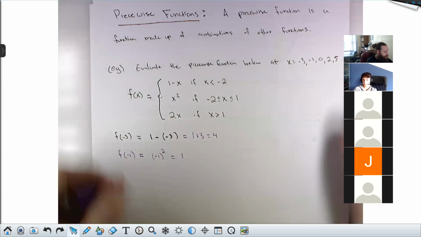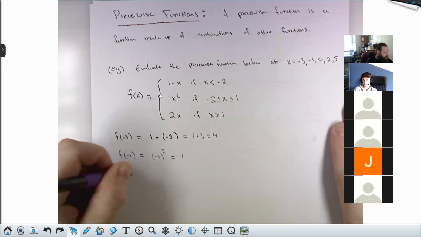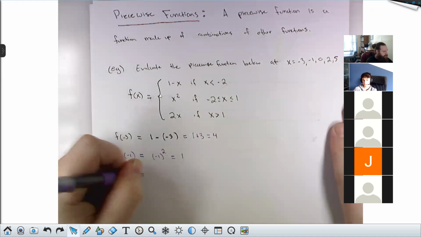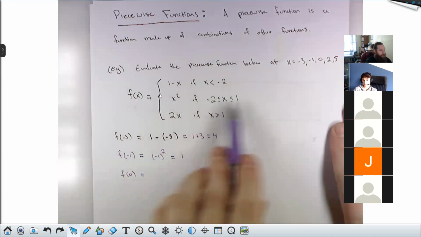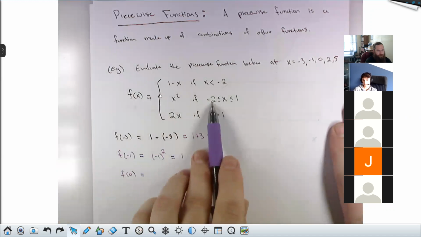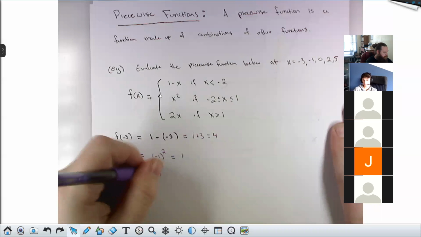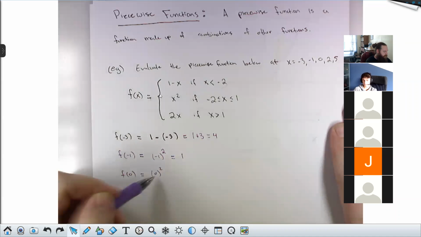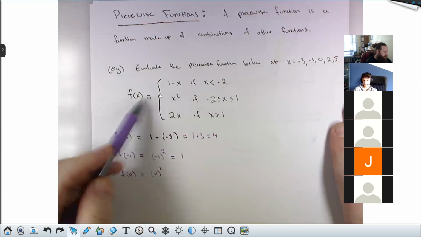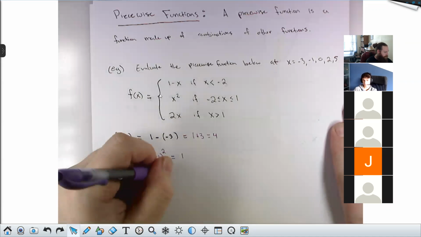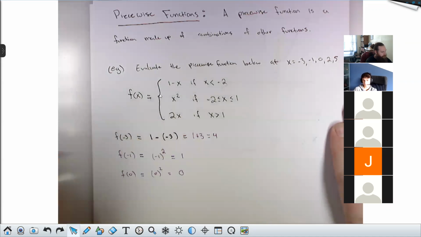I was also told to evaluate f of 0. And 0 is also between -2 and 1. 0 also falls into this category. So again, I'll be using the x squared here. f of 0 is then 0 squared, because when I replace x by 0, that's what I get. And 0 squared is 0.